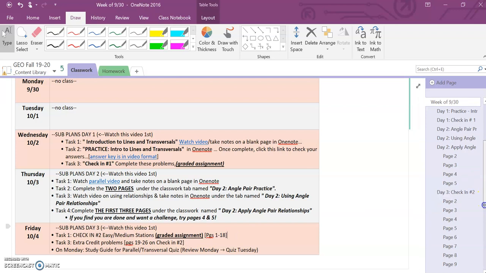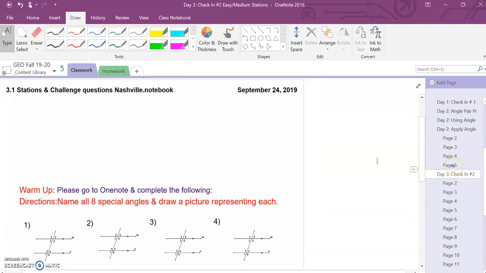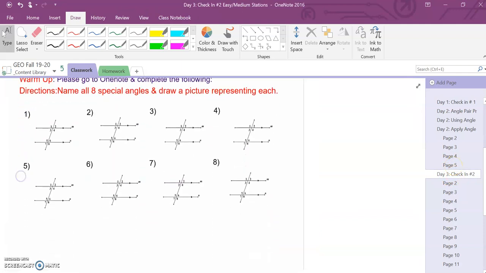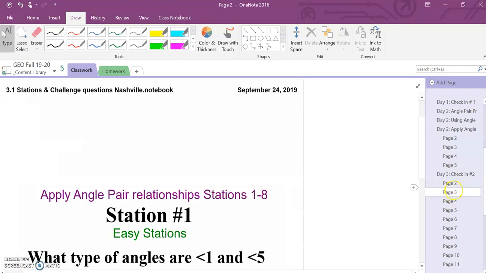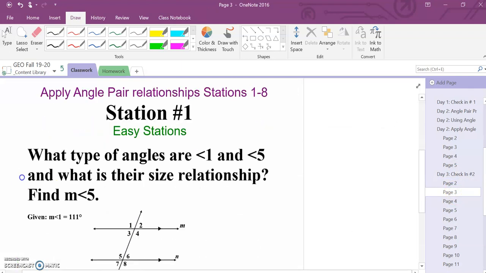Over here on the right, we're going to start with day 3. If you click that, the quick little warm up, all it wants you to do is give us an example of each of the types of angles you've seen. So corresponding, alternate interior, alternate exterior, same side interior, etc. Just to kind of jog your memory. And then really you're starting on page 3 is where the actual stations begin.